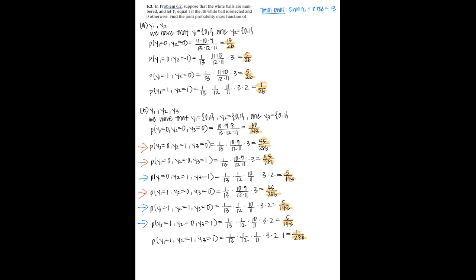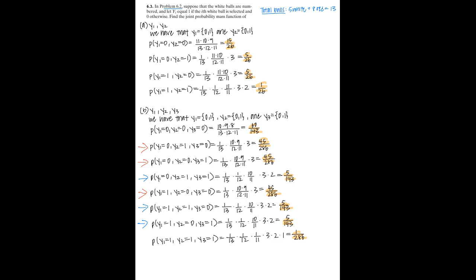And then for part B, we're asked to find the joint probability mass function of y1, y2, and y3. So when y1 is 0, y2 is 0, y3 is 0, we get 10 times 9 times 8 divided by 13 times 12 times 11, which gives us 60 over 143.